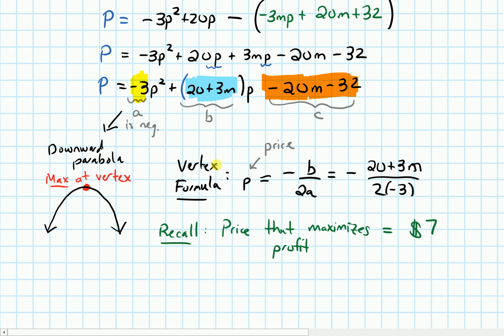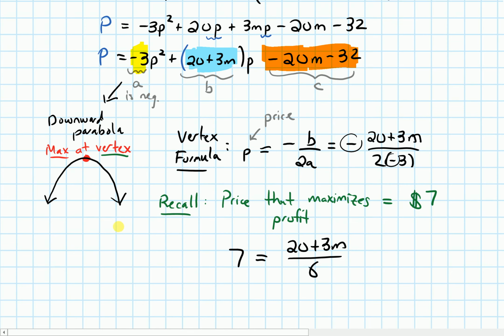And the vertex formula tells me what P is. It tells me what the price is. The price that maximizes the profit. That happens at the vertex. So what that means is I get to plug in the 7 for lowercase p. We get 7 equals, and then simplifying this, so this negative and that negative, they cancel. We end up with 20 plus 3m over 6.